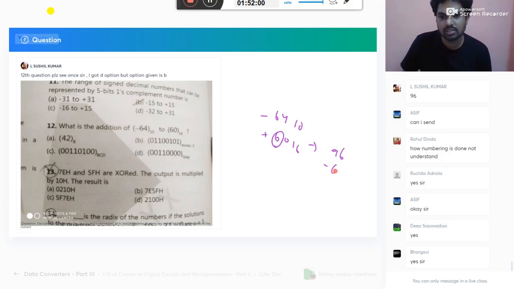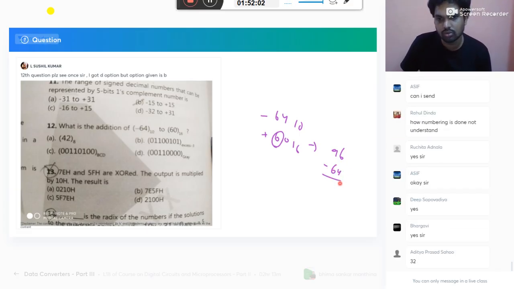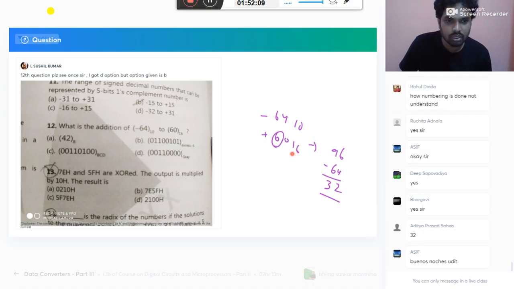96 minus 64. What is the answer? 2 and 3. So what is the question? 32. Yeah, this is 34. 42 in hexadecimal. Don't bring this. Please practice previous questions first, Sushil, because these types of questions will waste your time. First do that, then you do.